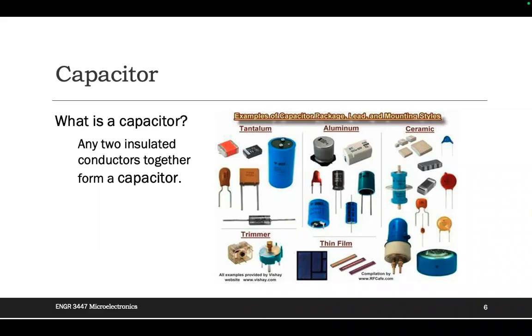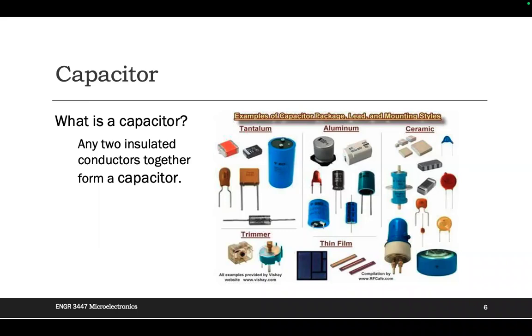What is a capacitor? Actually, everyone knows a capacitor is just two isolated conductors together. Am I right? Actually, capacitors have different types, like titanium, aluminum, ceramic, and trimmer thin film. There are many different capacitors, but the theory behind them is similar.